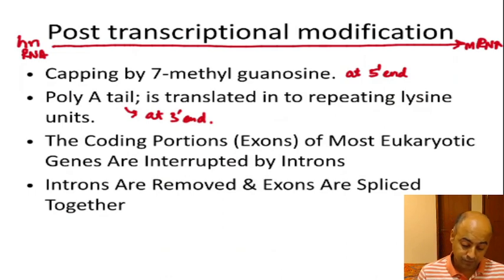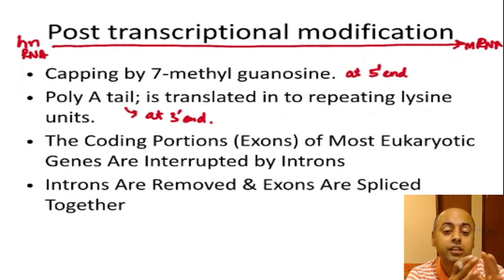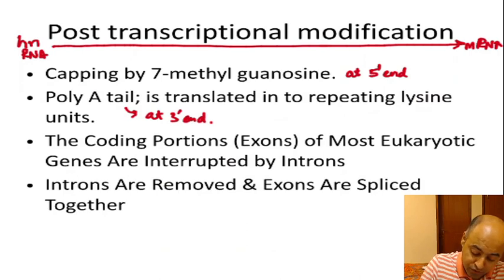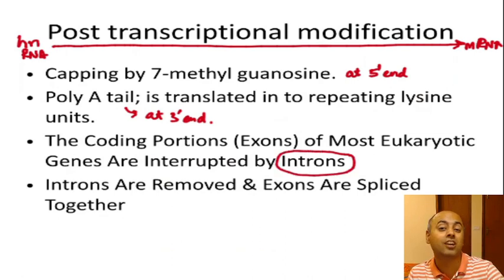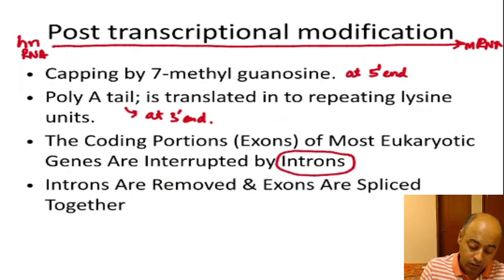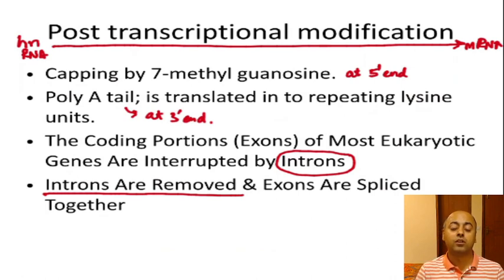Okay, because the genetic code contains a large number of structures known as introns. Introns are those components of the DNA which are not getting translated. So what we have to do when making the messenger RNA is remove these introns. The introns are removed, and subsequently the exons are joined together.